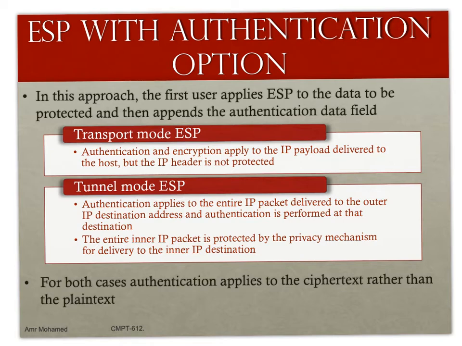If ESP is used with authentication, the user first applies ESP to the data to be protected, and then appends the authentication field. In the transport mode, the authentication and encryption apply to the IP payload, whereas for the tunnel mode, the authentication applies to the entire IP packet, which includes the data and the IP header, and in that case there is an inner IP header and an outer IP header. The bottom line is that for both cases, authentication applies to the ciphertext.